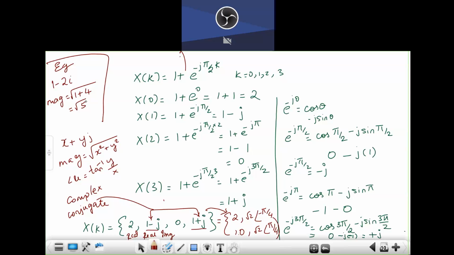Angle will be tan inverse of what? Y is minus 2, so minus 2 by 1. Tan inverse of minus theta is how much? Minus tan theta. So minus tan inverse of 2. So what is the answer for this? Root 5 at an angle minus tan inverse of 2.